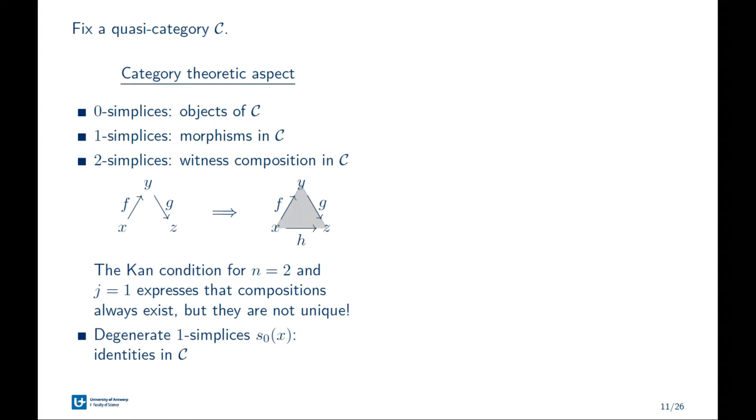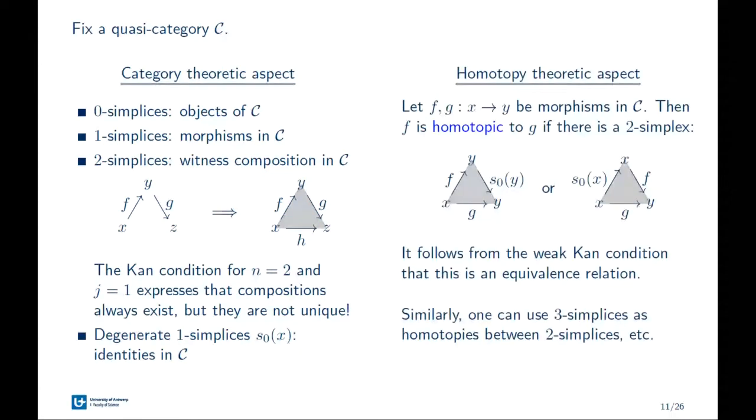So recall from earlier, we have these degeneracy maps. They take a point and make it into an edge in a degenerate manner. These will play the role of our identities. So that's the category theory aspect. Let's now look at the homotopy theoretic aspect. Because the same simplicial structure and the same Kan condition will also give us a notion of homotopy.